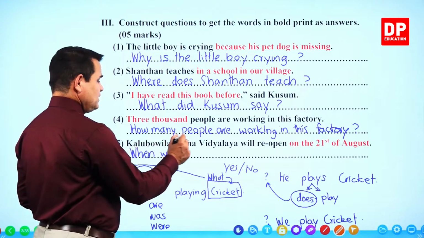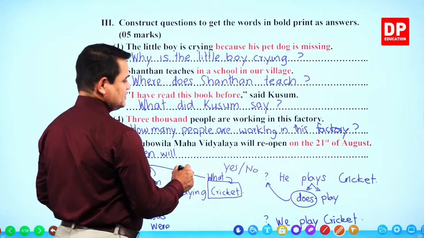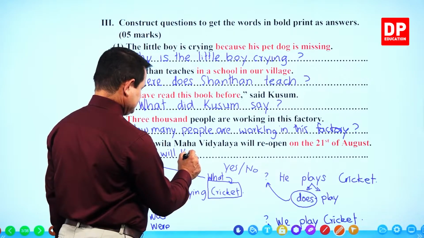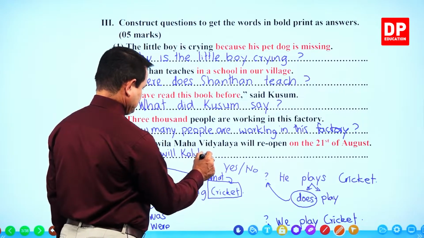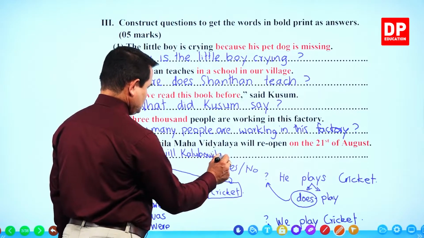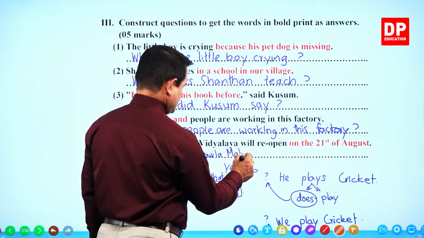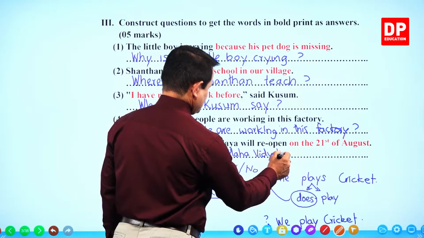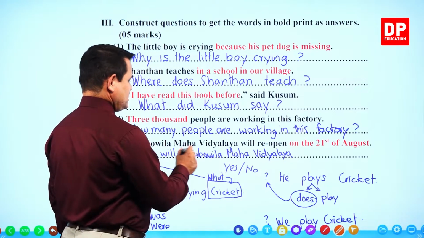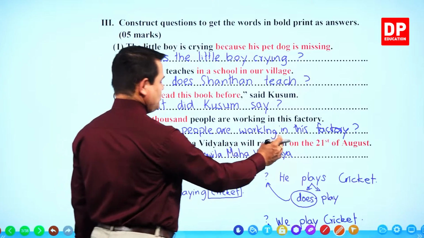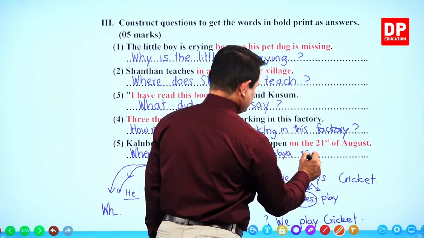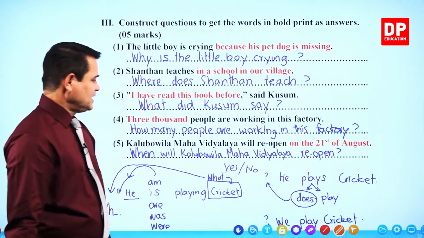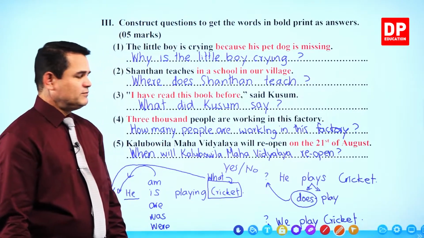then කළුබෝවිල මහාවිද්‍යාලය, you write the same sentence. When will කළුබෝවිල මහාවිද්‍යාලය ඊට පස්සේ මේක අපි එහාට ගත්තා reopen. ඊටු ටික question mark. Answer on the 21st of August.